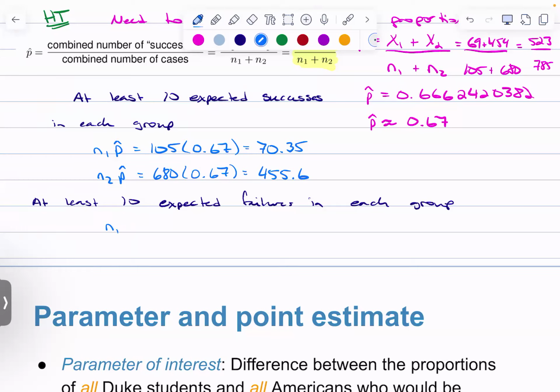n1 times q-hat, 1 minus 0.67 is 0.33. So 105 times 0.33 is 34.65, which is greater than or equal to 10. I guess I forgot to write it down up here.